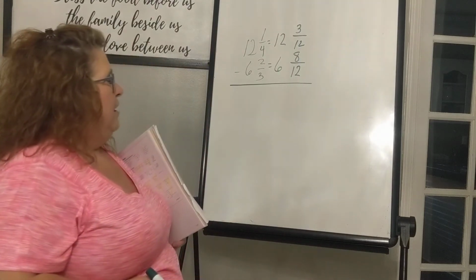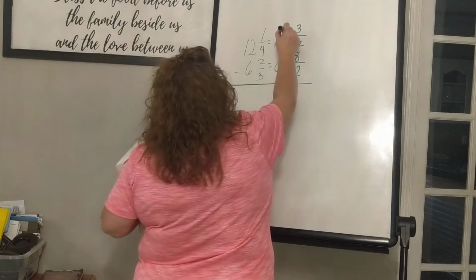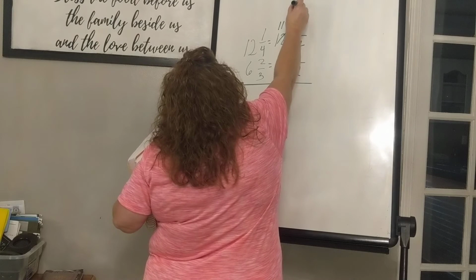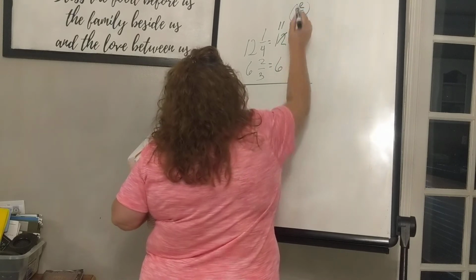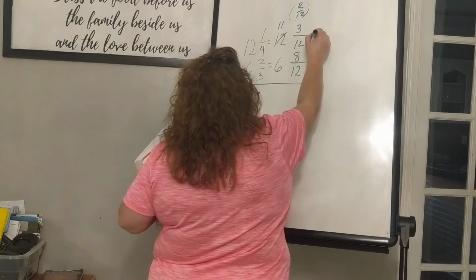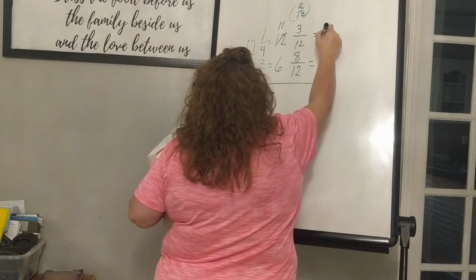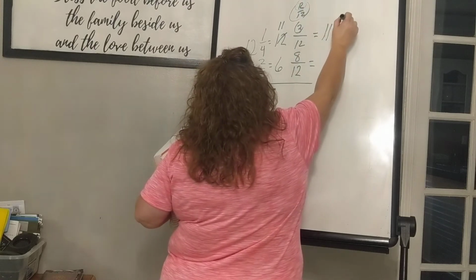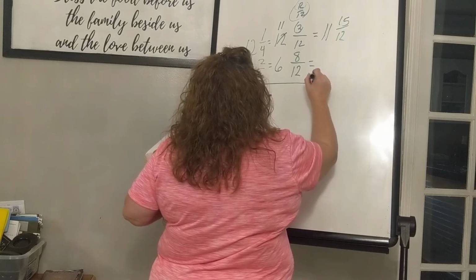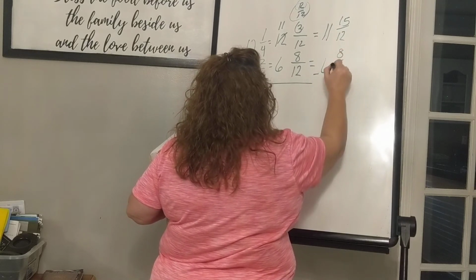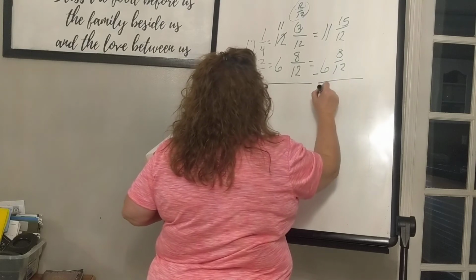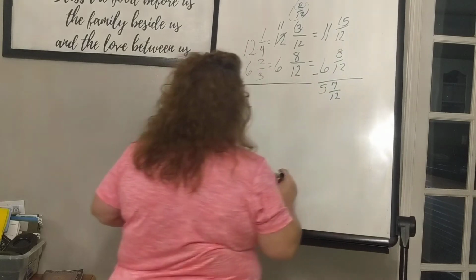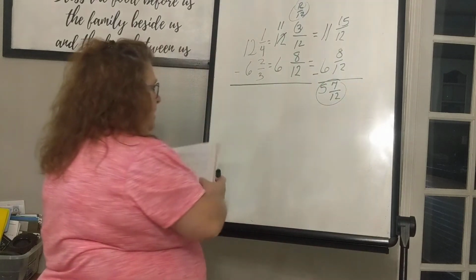We cannot subtract 8 from 3, so we're going to have to borrow from our 12 and make it 11. Our 1 that we're going to borrow to add to this fraction is going to be 12 over 12. And now we're ready to write our brand new problem. We now have 11 and 12 plus 3, adding our numerators, is 15, minus 6 and 8/12. 11 minus 6 is 5. 15 minus 8 is 7. Subtracting my numerators, and my denominator is 12. So my answer is 5 7/12.